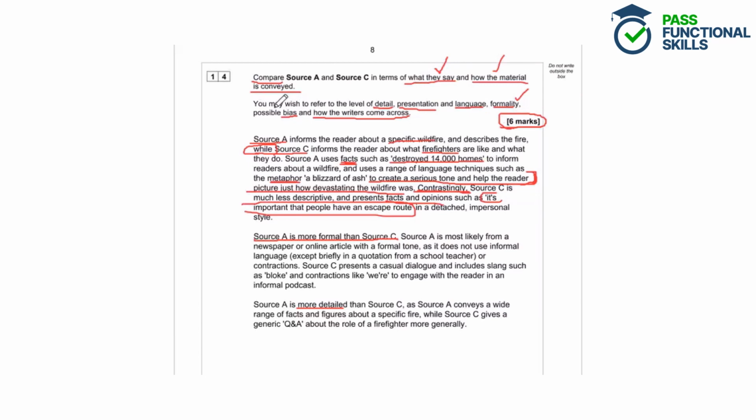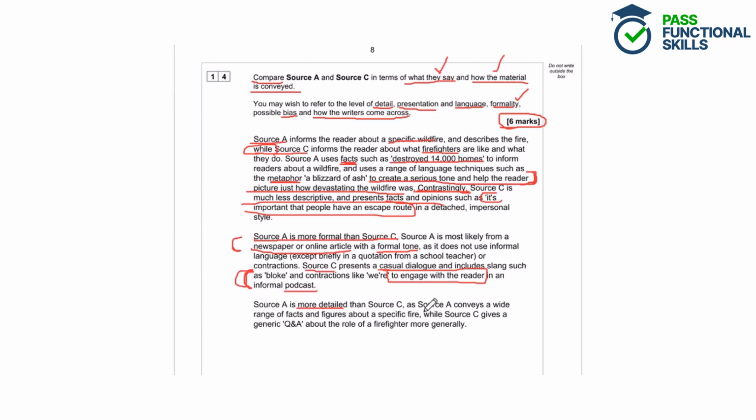Now you don't have to address all of these, it says you may wish to refer to these, but it might help you in your answer. So the student has identified that Source A is from a newspaper or online article with a formal tone. So here we've got the text type identified, and this is compared with Source C, which identifies the text type of a podcast and is more casual, more informal. And they've explained their answer quite well here, because they've mentioned that Source A does not use informal language and Source C does use informal language, and they've given some examples from the text, as well as explaining the effect of this, saying that this makes the reader engaged with the text.